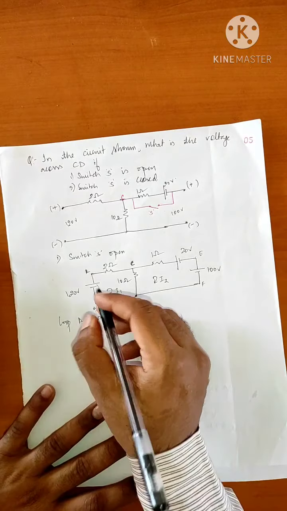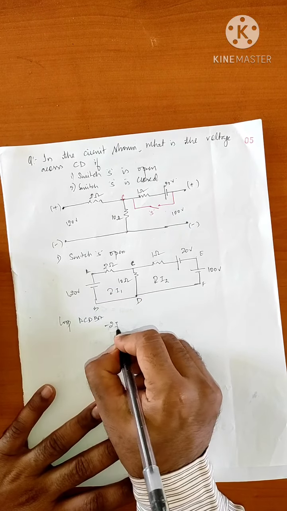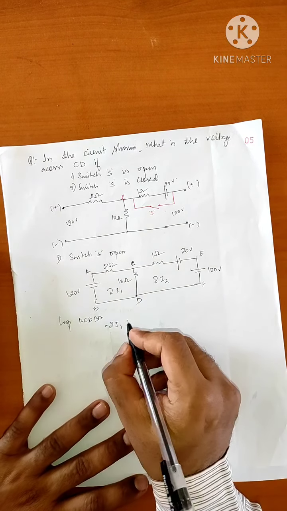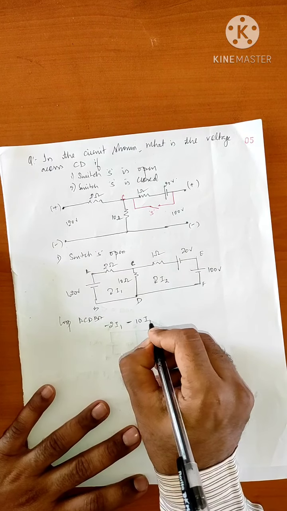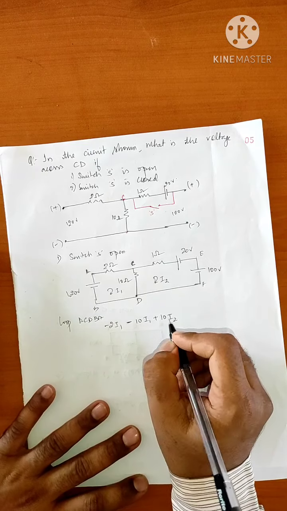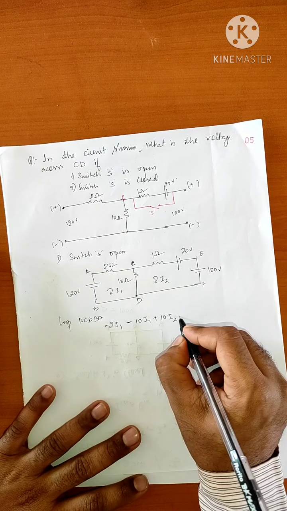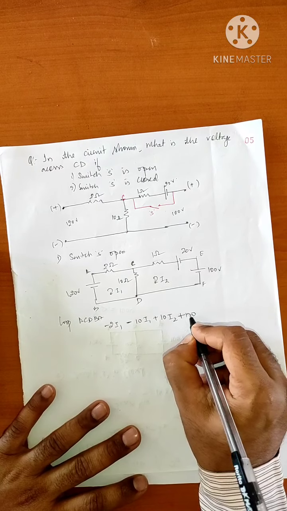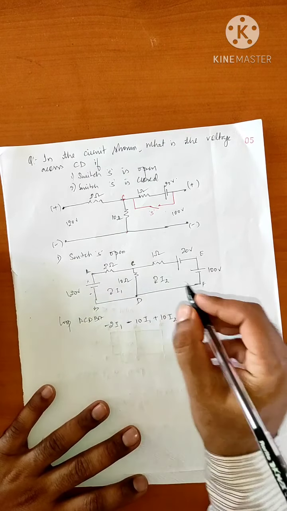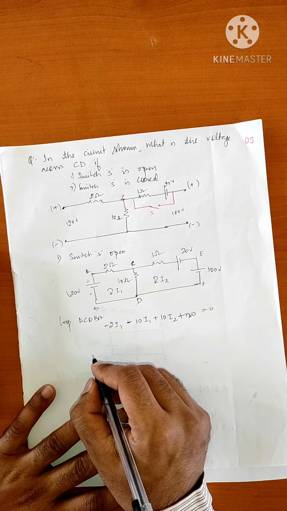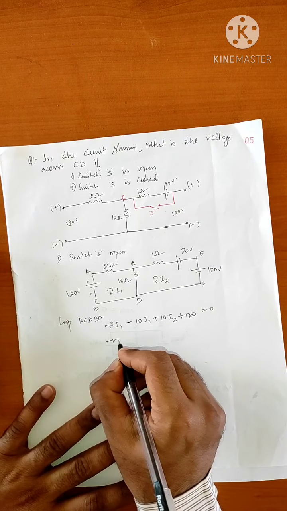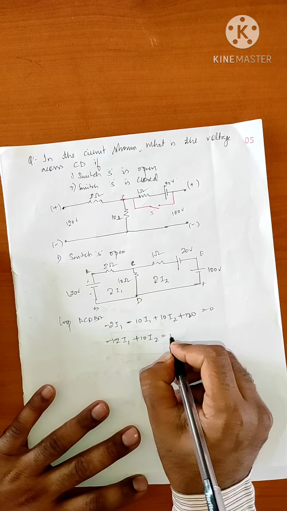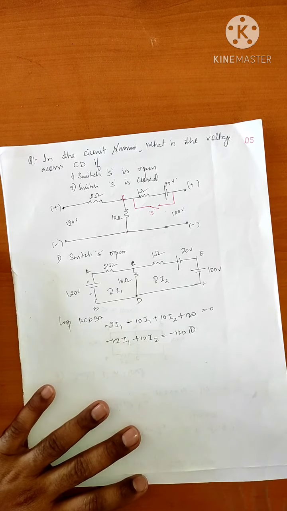Here, I'm going to start from point A, so it is minus 2I1. Coming back to this, it was minus 10I1 plus 10I2 minus 120 plus 120. As there is a rise, minus and plus equal to 0. Now the overall equation is minus 12I1 plus 10I2 equal to minus 120. This is equation 1.